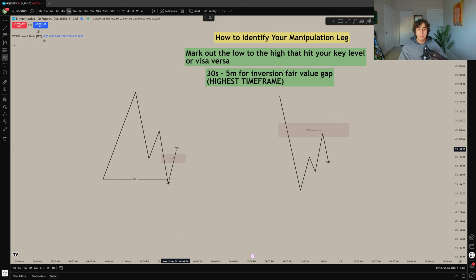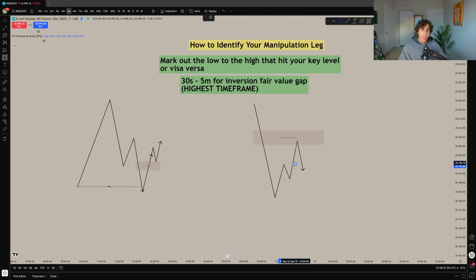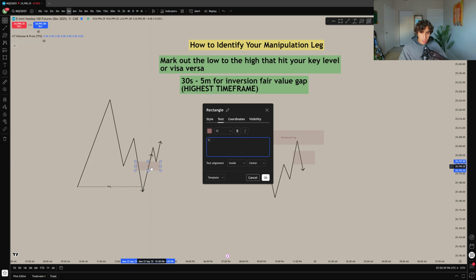You want to be taking this when we get a body closure above this, and then you can take your entry. Okay, same thing here. Let's say this was like a 3-minute. Okay, now same thing here.